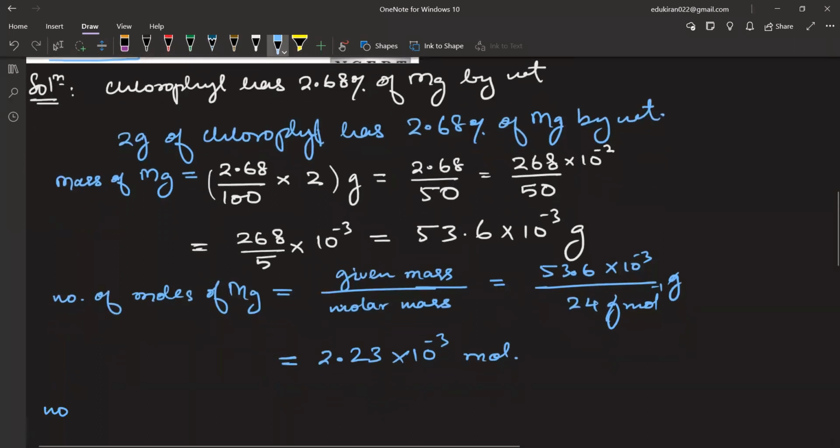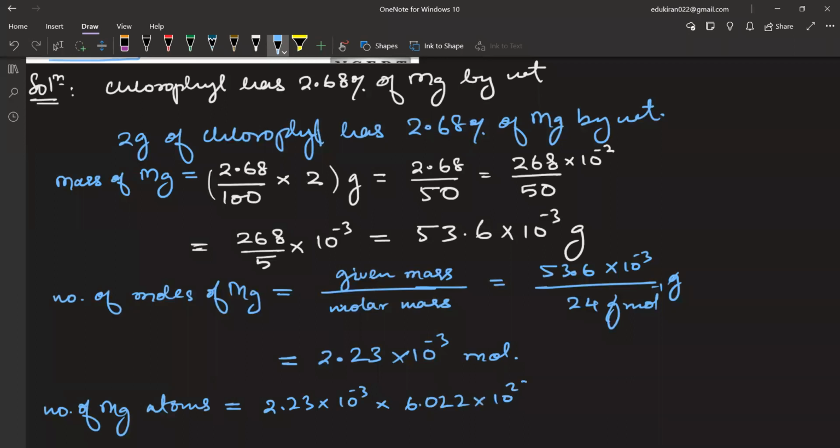Now number of atoms will be, this will be just replace this mole by 6.022 into 10 to the power 23. We'll have 2.23 into 10 to the power minus 3 into, for mole we will write 6.022 into 10 to the power 23. So you'll get the answer as 2.23 into 6.022 into 10 to the power minus 3 and 23. You will add them, you will get 20. That is it.